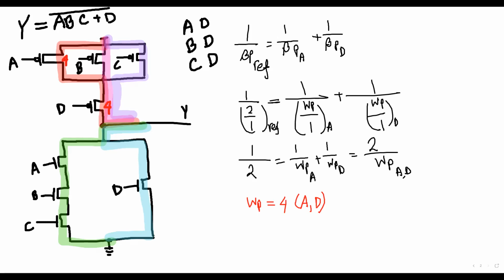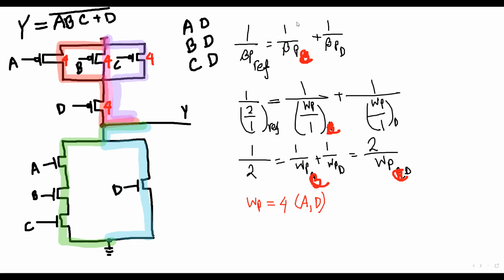Now, clearly, if you do it for B and D, everything will be B, right? If you do the same calculation, the same result will come. So I'm going to write 4 directly here. Again, if you want to do it for CD, same result will come. So I'm going to write 4, 4, and 4. Okay. So this was for PMOS.